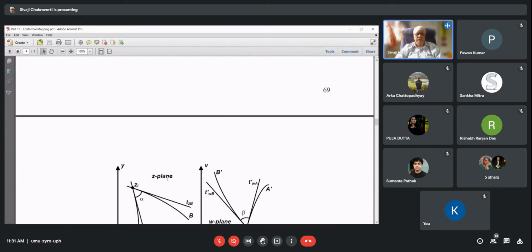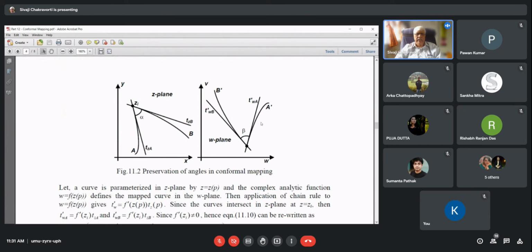Anyway, what I am trying to show you is these two diagrams. The first one on the left is on the z plane. You can see x and y on the z plane, and I have A and B, two curves, and they are intersecting at the point z_i, because remember any point on the z plane is represented by the complex number z. So I am saying this point is represented by z_i instead of saying x and y. That is the way we represent it in conformal transformation.